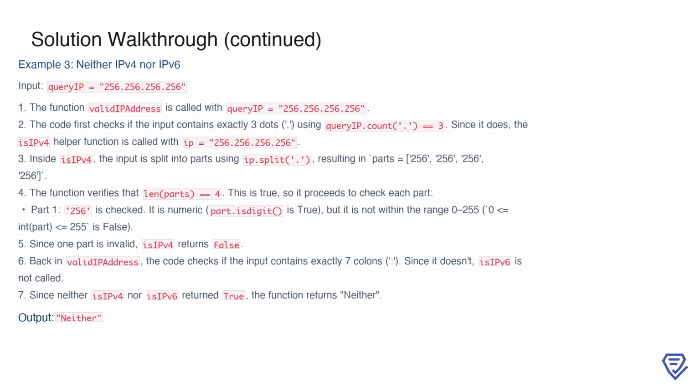It then checks each part for validity. The first part, 256, is numeric, but it exceeds the allowed range of 0 to 255, making it invalid. Since one part fails the check, isIPv4 immediately returns false. Returning to the main function, it then checks for 7 colons to determine if the input could be an IPv6 address, but this condition is not met. As neither isIPv4 nor isIPv6 validates the input, the function concludes that it is neither a valid IPv4 nor IPv6 address and returns the result, neither.